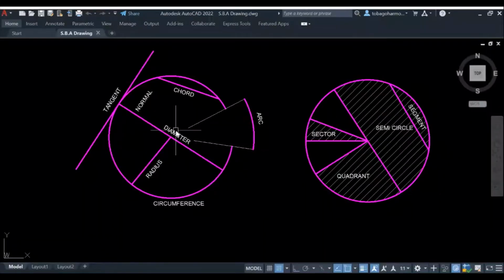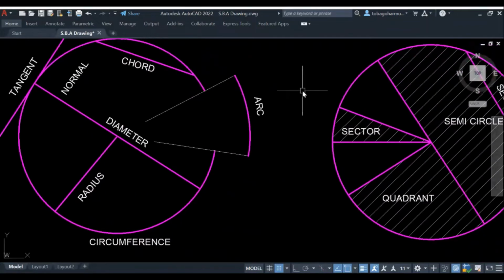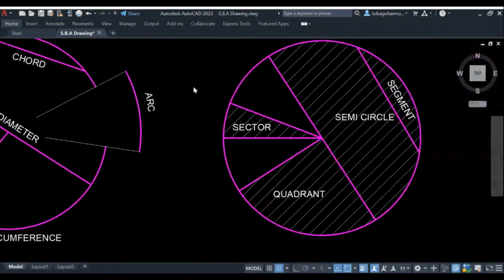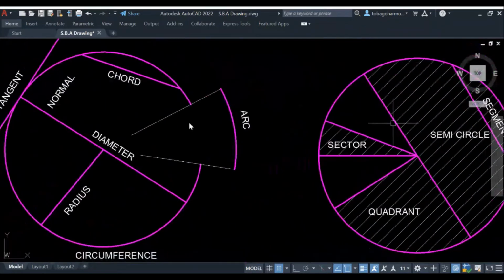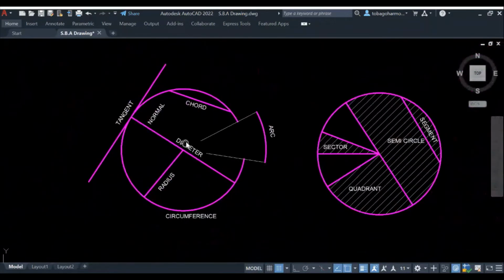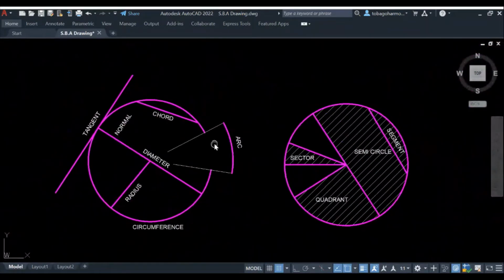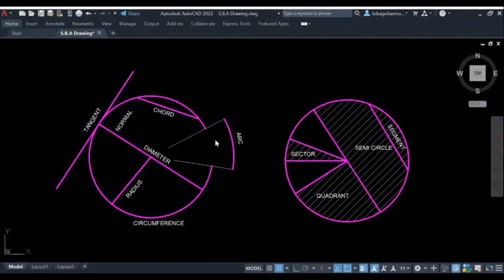A circle is a round plane figure whose boundary, the circumference, consists of points equidistant from the center of the circle. So what this means is that if you choose any point on the circumference of a circle, it will be the same distance from the center of the circle.